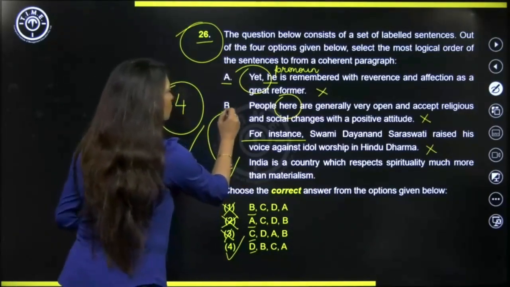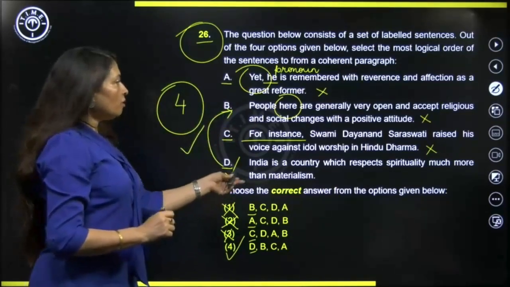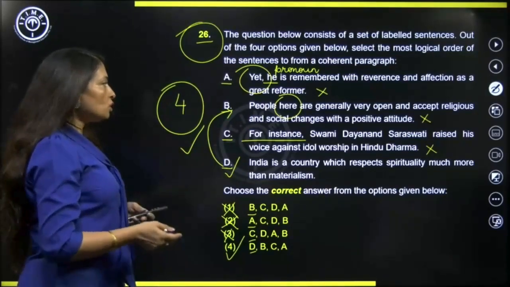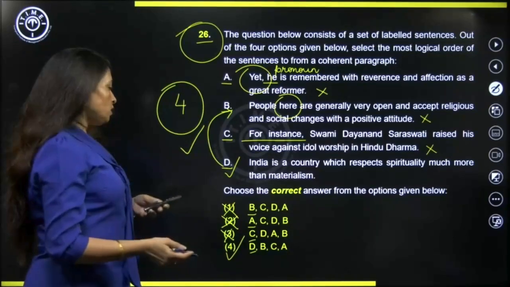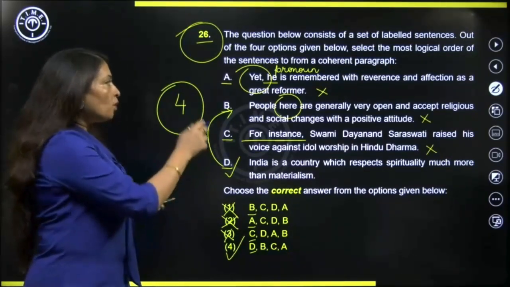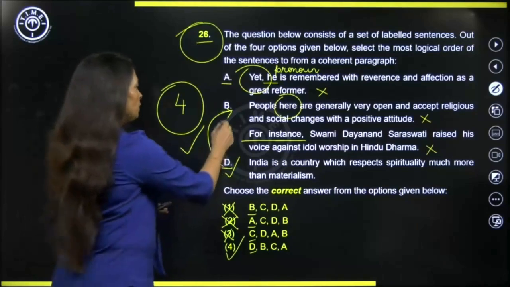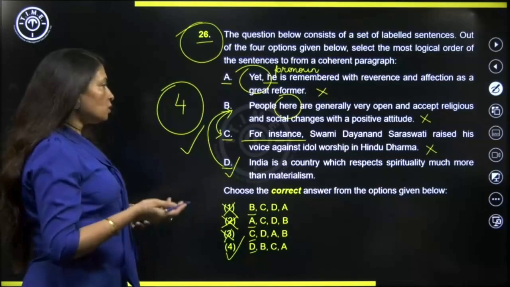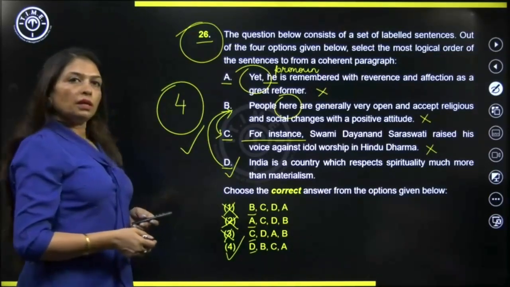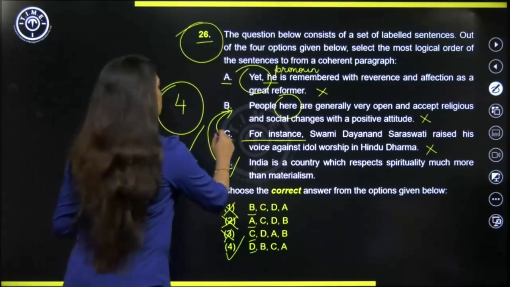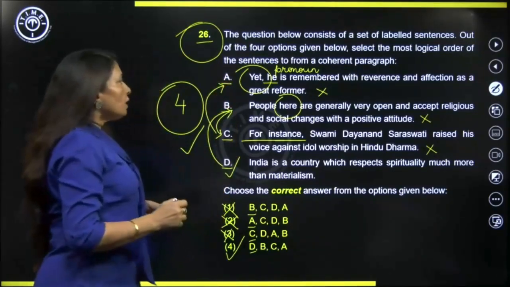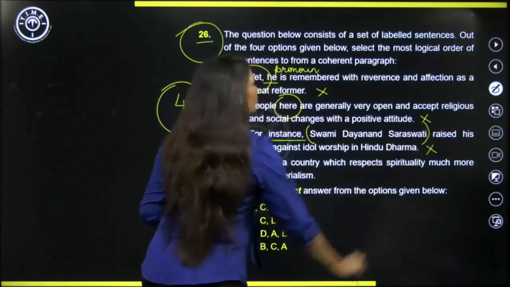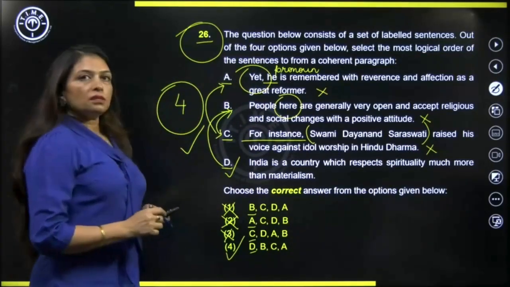Now we go to B because it says people here. People here in India are generally very open and accept religious and social changes with a positive attitude. The example of this kind of outlook has been given in C, which says, for instance, Swami Dayanand Saraswati raised his voice against idol worship in Hindu Dharma, and then it concludes in A, which says, yet he is remembered. He refers to Swami Dayanand Saraswati with reverence and affection as a great reformer.